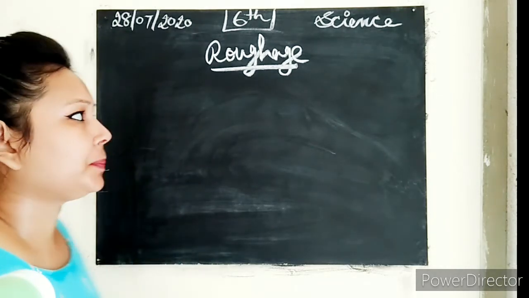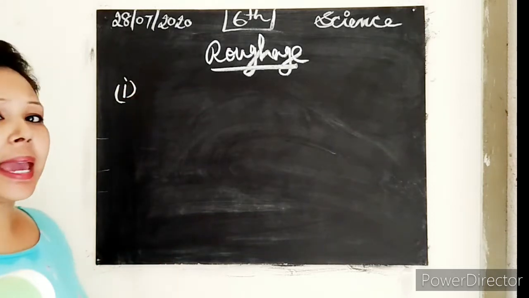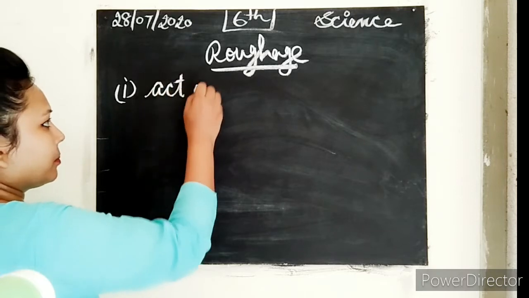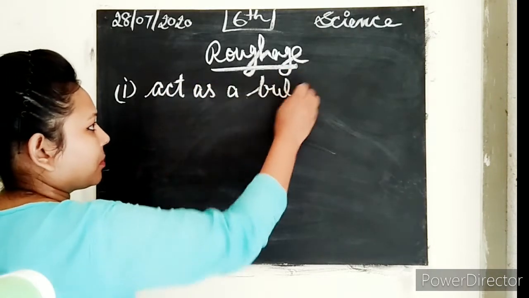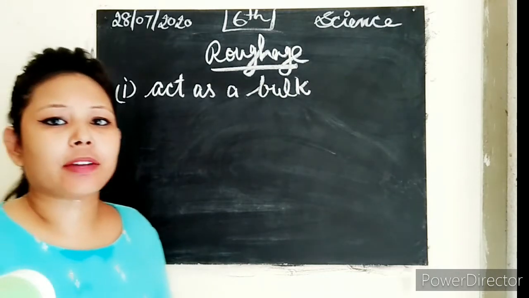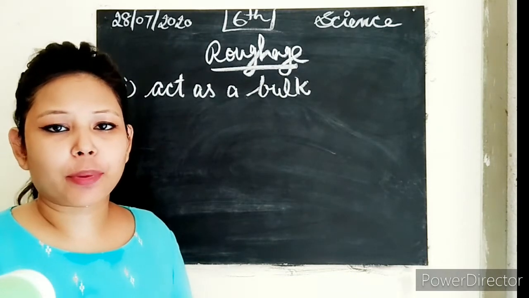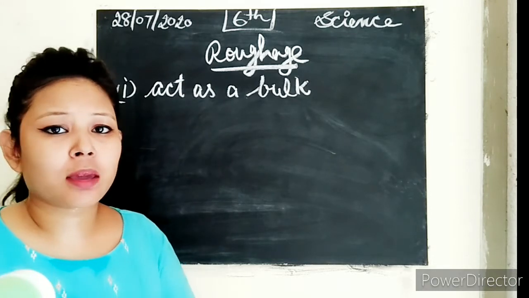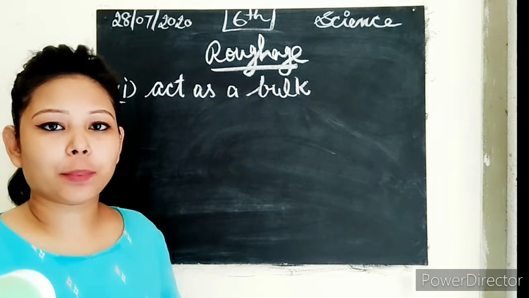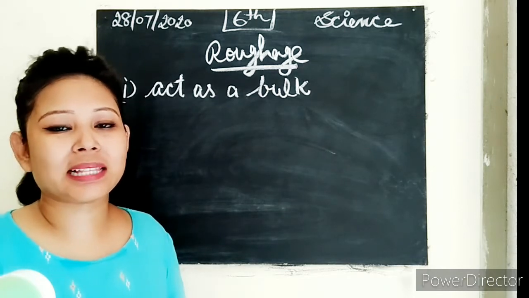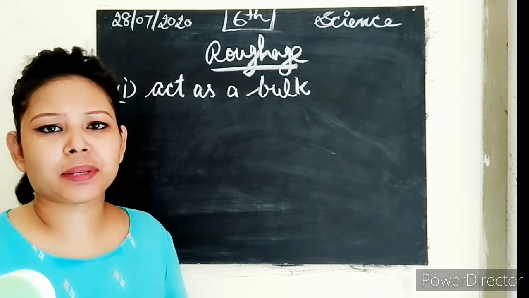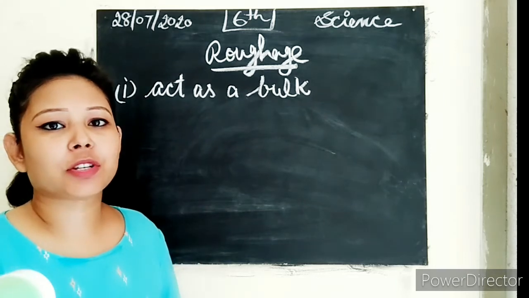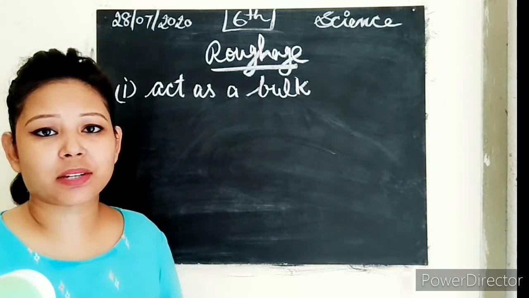Clear? So the first one, they act as a bulk. Okay, so this roughage acts as a bulk, like a kind of brush. So it helps to clean the digestive tract from mouth to anus. Okay, this bulk acts against the material that is left in the intestines and the stomach. That means it works through the whole digestive tract, and with this we have a clean digestive tract.